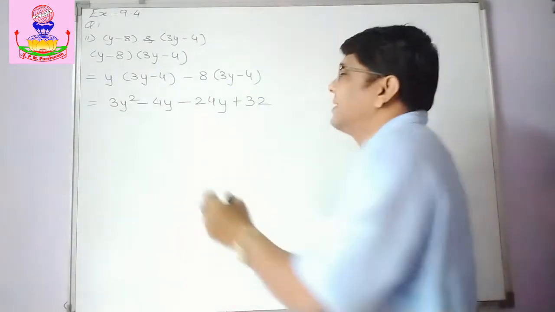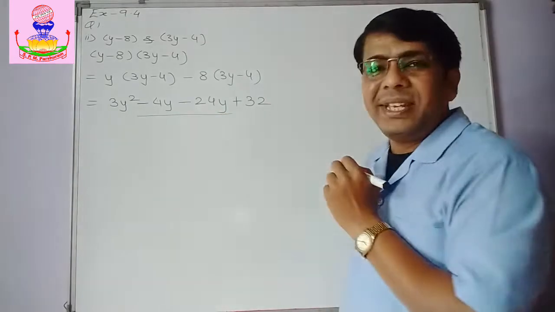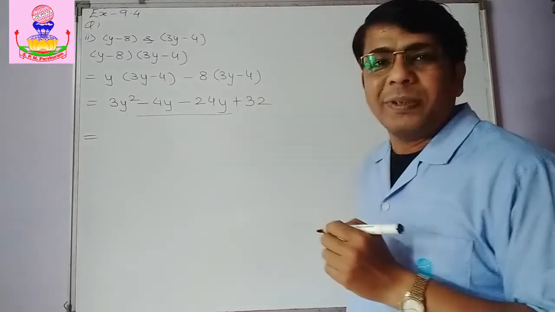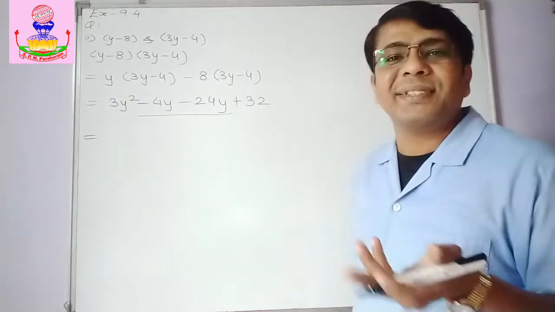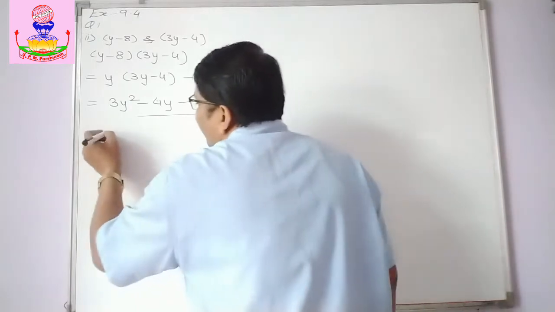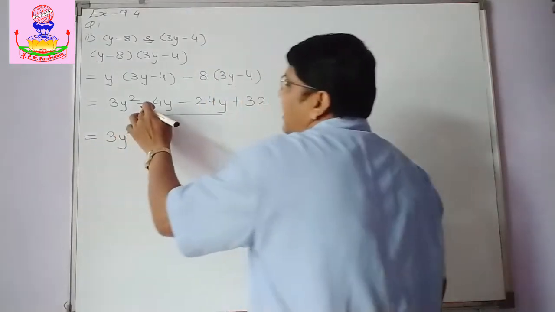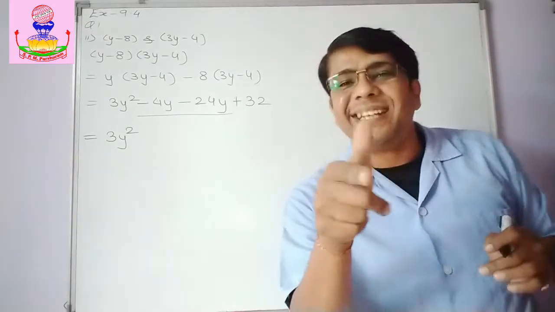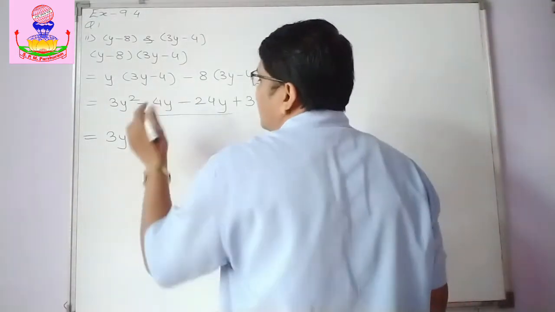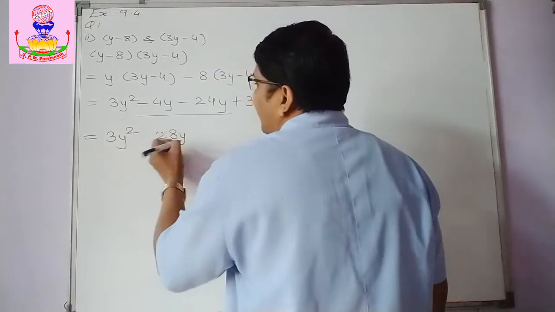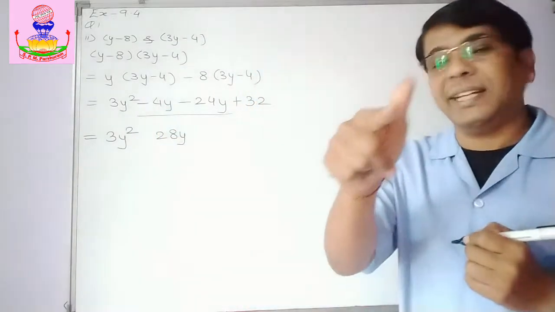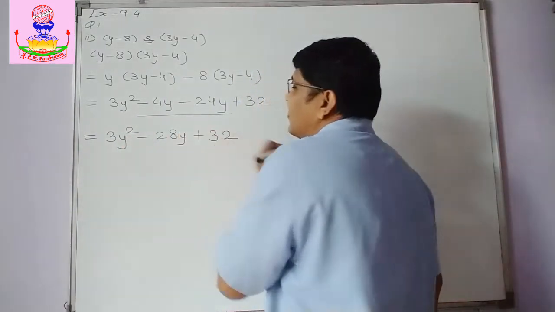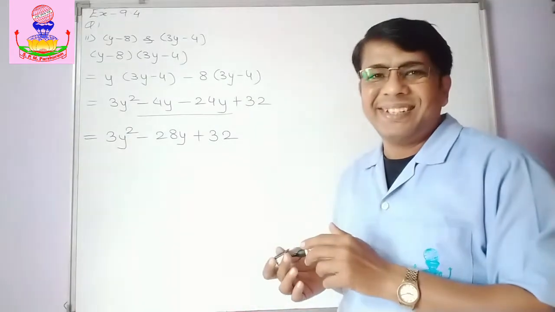Now see, these two are similar terms. So we can do the mathematical operation there, either addition or subtraction depending upon the sign. So let us see. So 3y square. Now minus 4y minus 24y. So similarity in the sign. Go for, yes, addition. 24 plus 4, 28y. And give the same sign. What sign it has to be? Minus. Okay. Plus 32. So that is what the answer is.